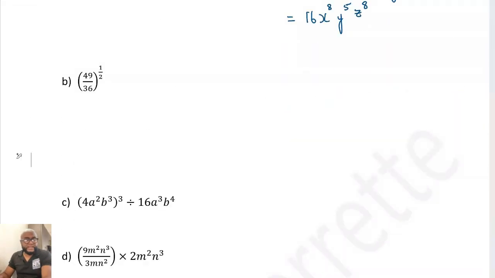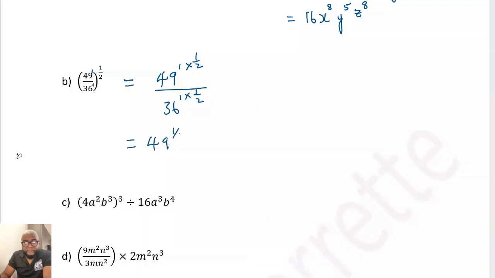This one here, I told you all that the power outside the bracket must be multiplied by every power within, right? So in reality, this is actually 49 to the power of 1, and you have to multiply it by a half. Over 36 to the power of 1, which is within the bracket, and you multiply by the power outside, which is a half. So this will be 49 to the half power over 36 to the power of a half.